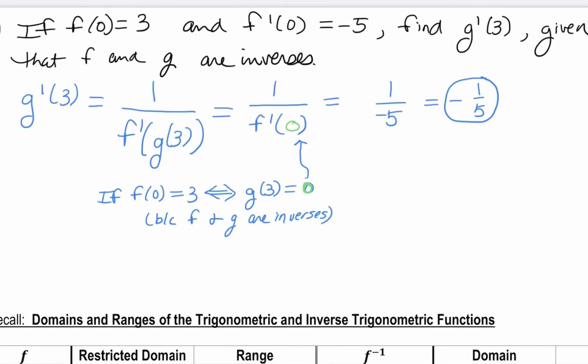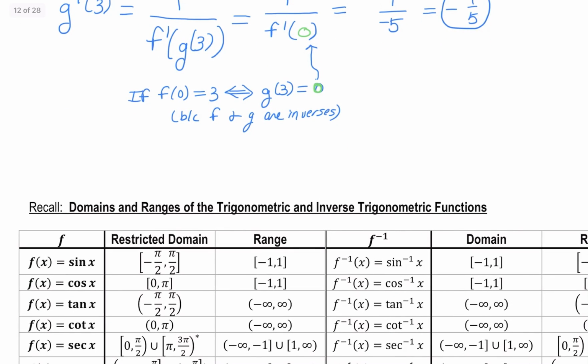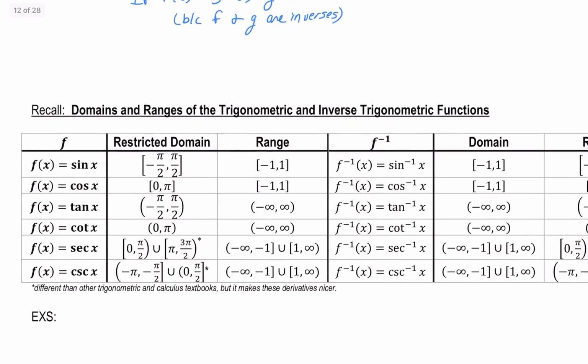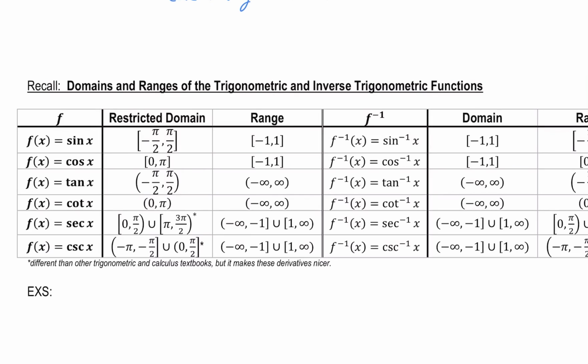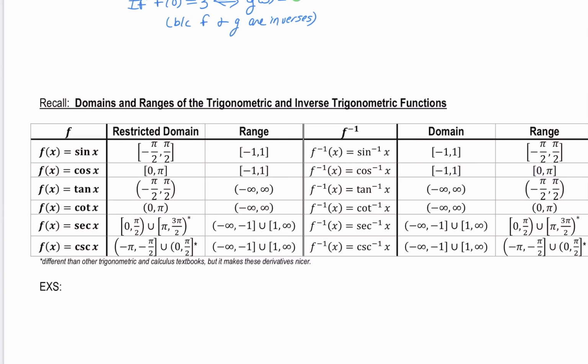All right, so there's just a couple little questions. You might see a couple, not really a huge issue we're going to spend a lot of time on. So next time we're going to come back, we're going to recap a little bit something about domains and ranges of inverse trig functions, and then we're going to get into the derivatives of the inverse trig functions next time.